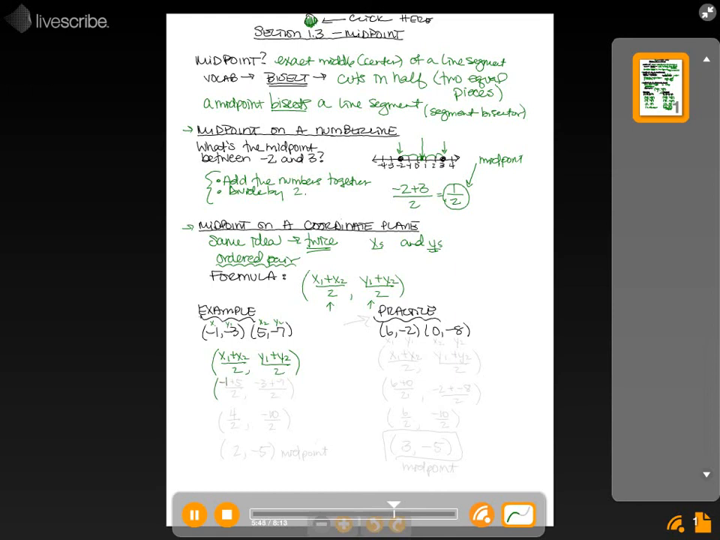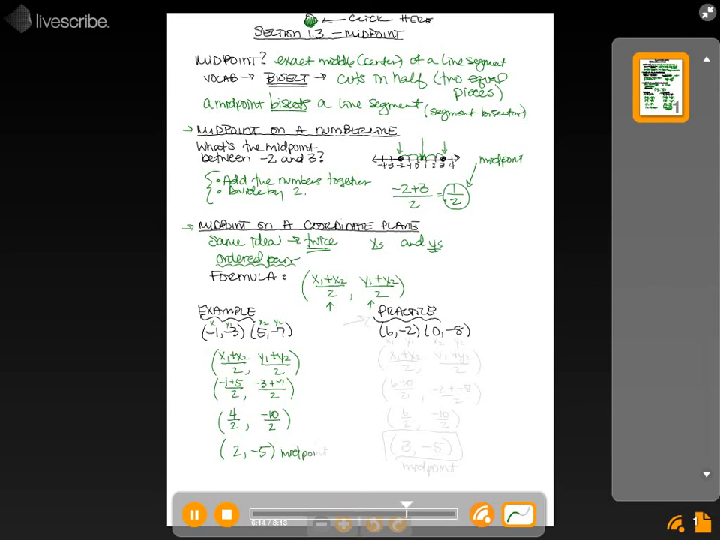So we have negative 1 plus 5 divided by 2. Negative 3 plus the negative 7 divided by 2. Negative 1 plus 5, well that's really 4 divided by 2. And negative 3 plus the negative 7, that's really minus 10 divided by 2. We got one more step to simplify. 4 divided by 2 is 2. And negative 10 divided by 2 is negative 5.